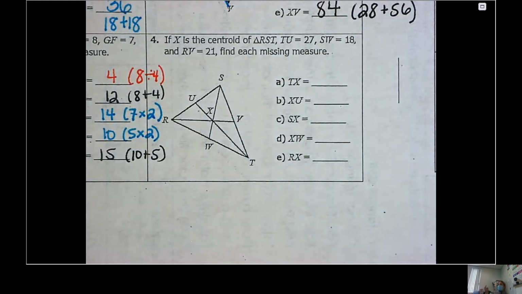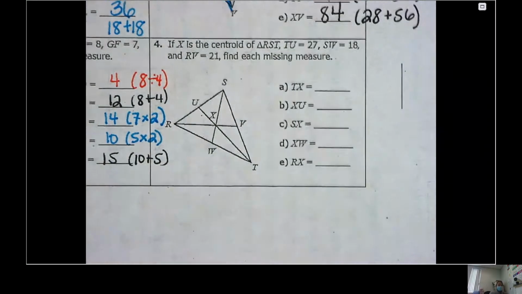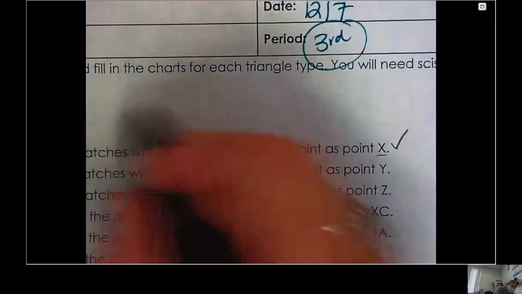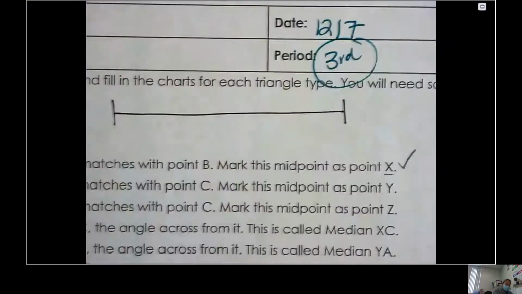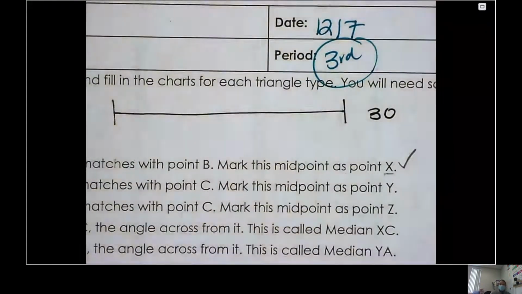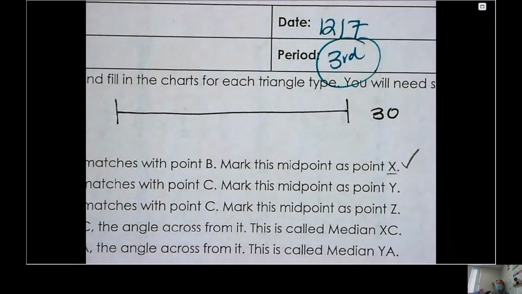You're adding the small piece, essentially. So here's what it means. If I were to say the whole segment is 30, half of it would be 15. That means the big piece is 15. What would the small piece have to be, though?